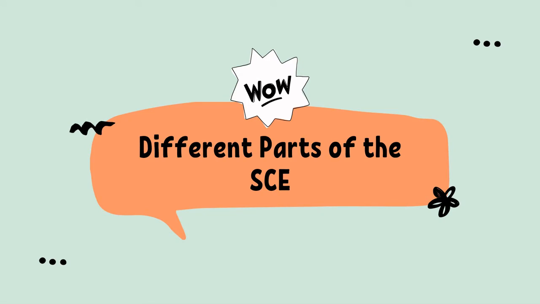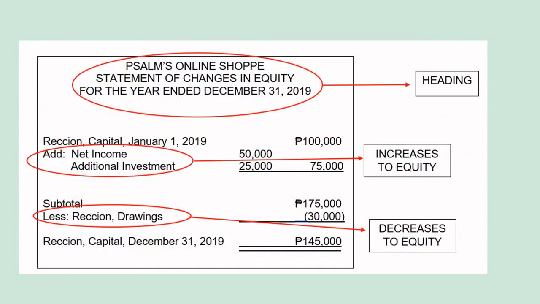Now, let's proceed to the different parts of the statement of changes in equity. This is an example of a statement of changes in equity for a sole proprietorship. It has three main parts: the heading, the increases to equity, and decrease to equity.